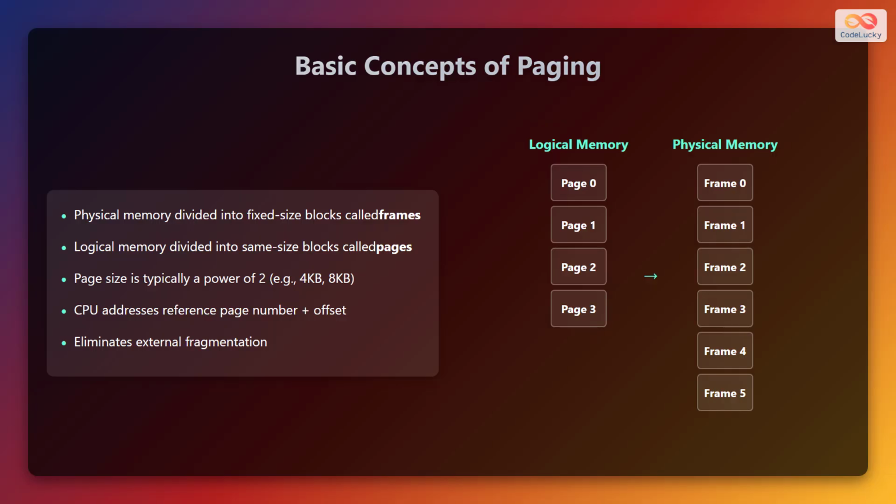When the central processing unit or CPU generates an address, it references a page number along with an offset within that page. Paging eliminates external fragmentation, which means there are no scattered small blocks of free memory that are too small to be used. With paging, memory allocation becomes more straightforward and efficient.